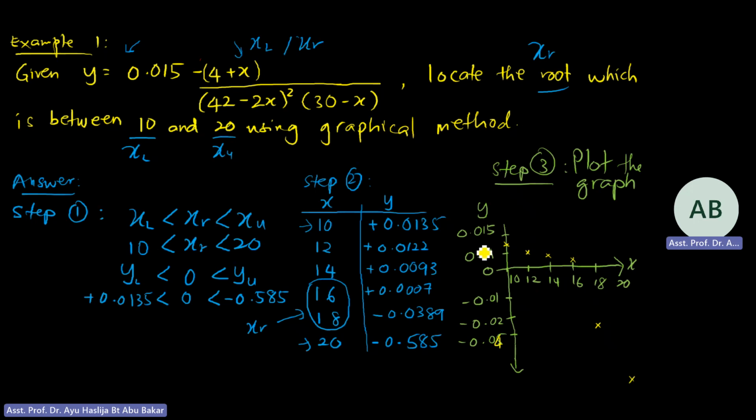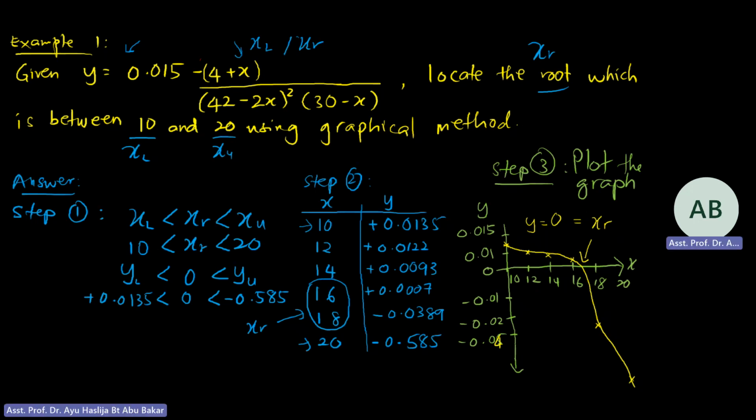Okay, now we try to plot the graph. This is freehand, so something like that. Okay. Now our X root falls at this point when Y equals to 0. Okay, the cross point over there.